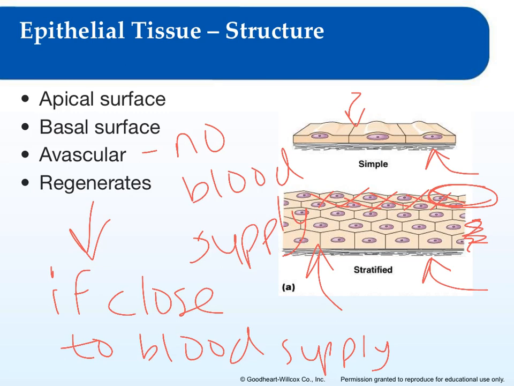So epithelial tissue in general can have one of four functions: protection, regulation, sensory information, or secretion. And all epithelial tissue is going to have these same basic structural components: an apical or a free surface, a basal surface that anchors it in and helps supply the nutrients, and the fact that the cells themselves don't have a direct blood supply, they are avascular. However, if those cells are close to that basement membrane, they will regenerate quickly because they're getting plenty of nourishment.